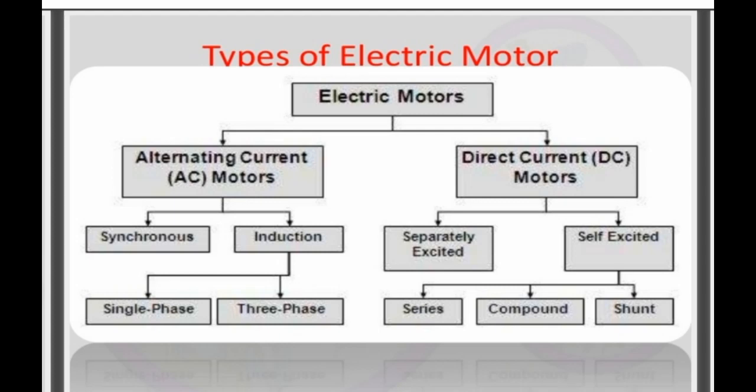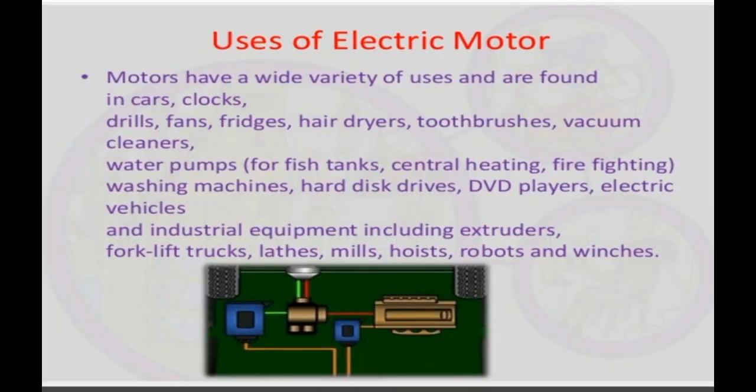Then these are the types of electric motor. There are AC motors and DC motors, and they are used separately depending upon the use. We have single phase and three phase motors, and series, compound, and shunt motors, which we use depending upon the application. Then the uses of electric motor.